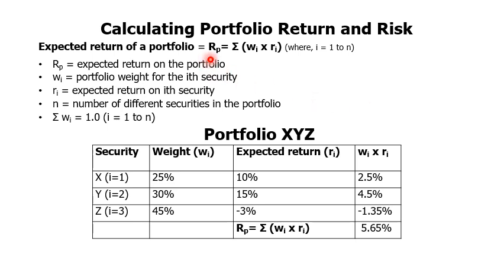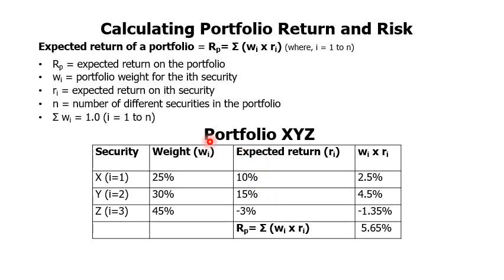Using this formula, RP is equal to sigma Wi into Ri, we can calculate the expected return of the portfolio XYZ. Portfolio XYZ has got three securities X, Y and Z. X is the first security, i is equal to 1. Y is the second security, i is equal to 2. And Z is the third security, i is equal to 3. The respective weights in the portfolio are 25%, 30% and 45%. And the expected returns are 10%, 15% and minus 3%.